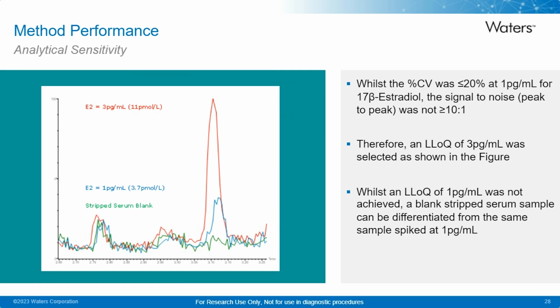And when we take a look at the low-level chromatograms, a signal-to-noise ratio of greater than 10:1 was not quite achieved at 1 picogram per mil for estradiol. And therefore, we set our LLOQ at 3 picograms per mil, even though 2 picograms per mil did give us a signal-to-noise of greater than 10:1 in the majority of those samples. We decided to err on the side of caution and set this at 3 picograms per mil for our application.